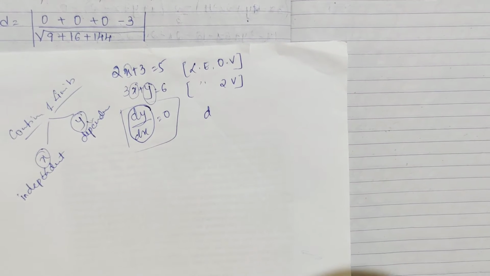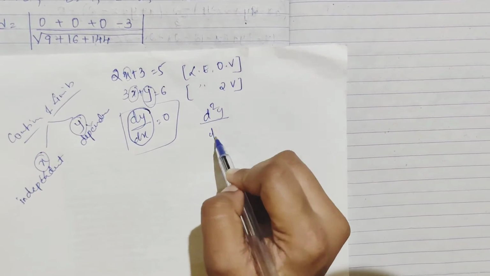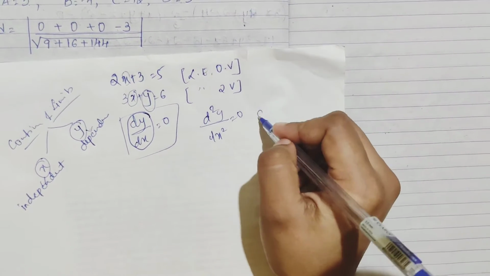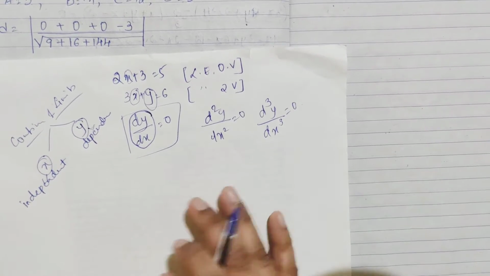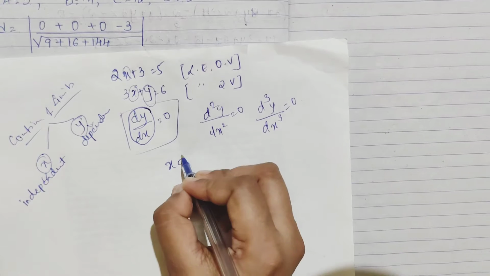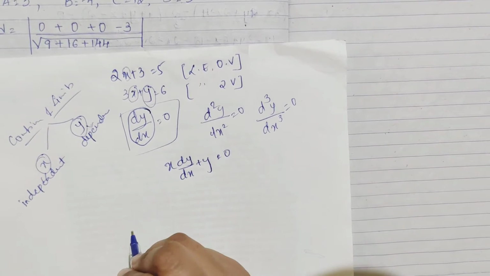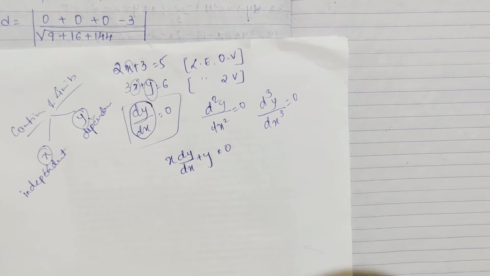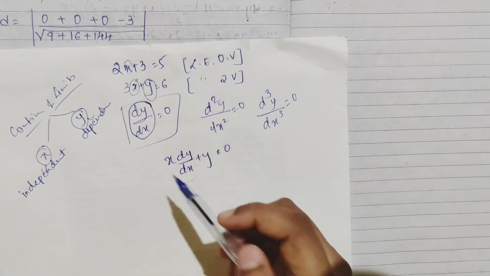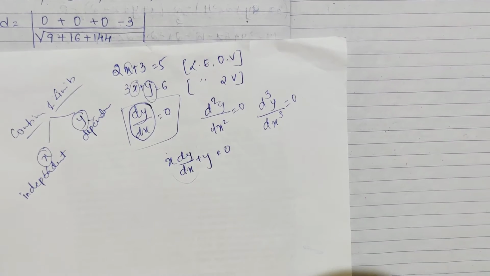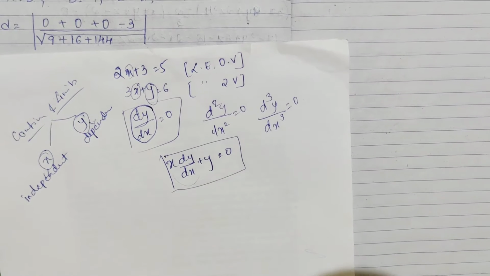Now which order derivative, we don't know. It can be dy by dx, it can be d2y by dx square equal to 0, it can be d3y by dx cube equal to 0. Else x dy by dx plus y, even this is also a differential equation, right? Because obviously it is involving a derivative, whether first or second, and in that it is involving the variables too. Basically this is called a differential equation.